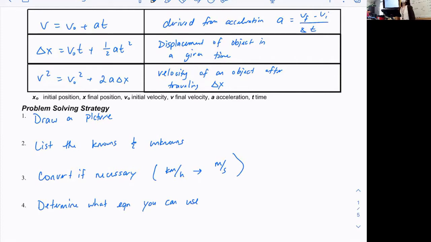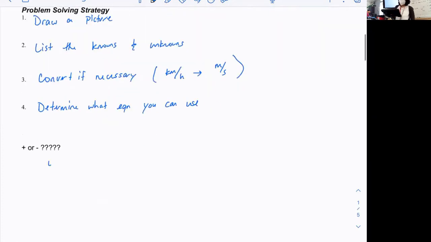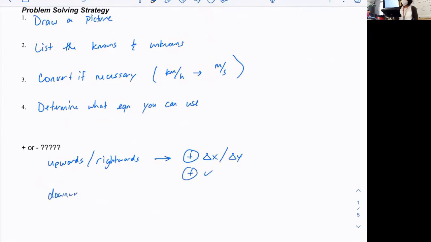So oftentimes in kinematics, the thing that's tricky is deciding what is positive and what's negative. And so in general, upwards or rightwards, you have a positive delta x, delta y, and a positive velocity. And then downwards or to the left, you have a negative delta x, delta y, and a negative velocity. And you just should be consistent, okay? You should just be consistent.